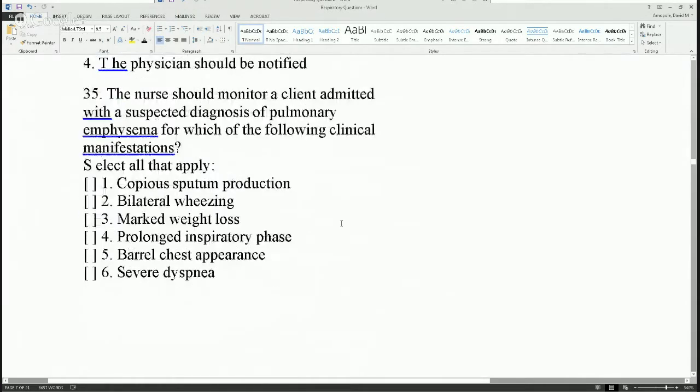Jeff, we got to select all that apply for you. Oh, those are my favorite. The nurse should monitor a client admitted with suspected diagnosis of pulmonary emphysema for which of the following clinical manifestations. Select all that apply. I started to say, is there any other kind of emphysema? But there actually is. There's sub-Q emphysema. But anyway.